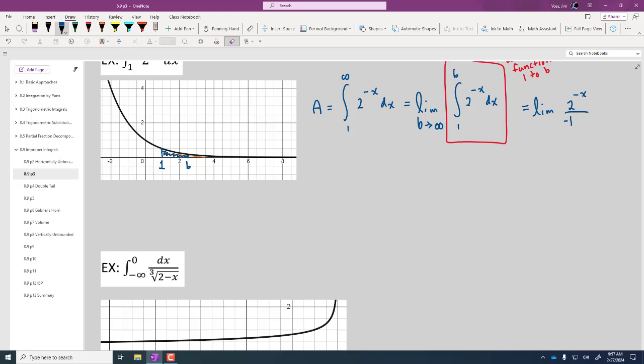We multiply by the natural log of the base. So we divide by ln of 2. Exactly. It's just like reverse chain rule.